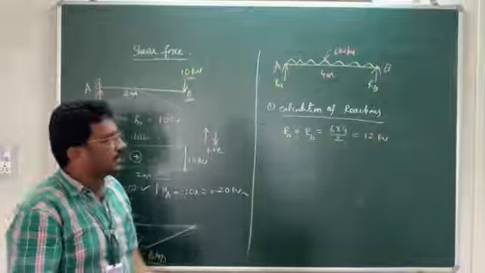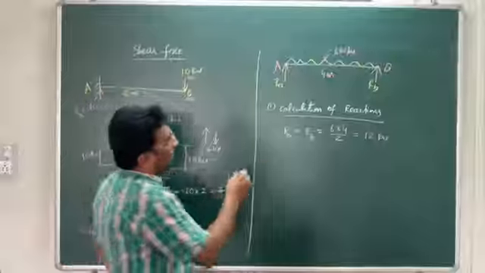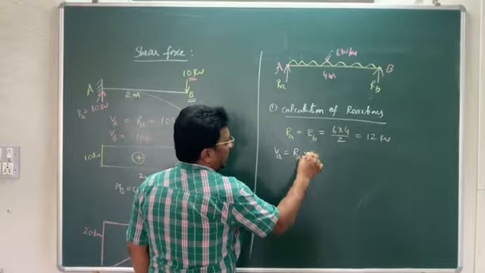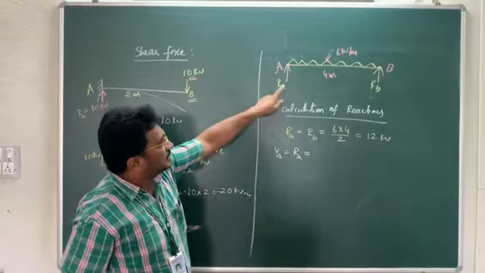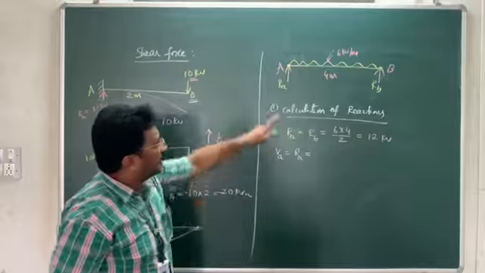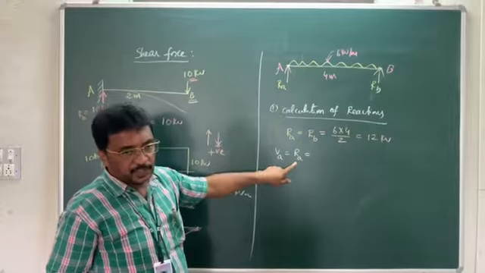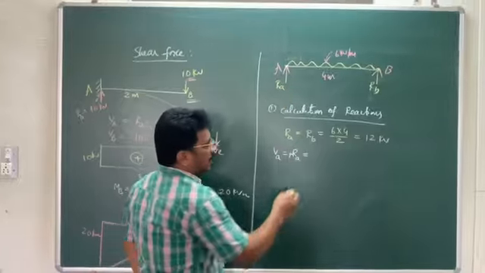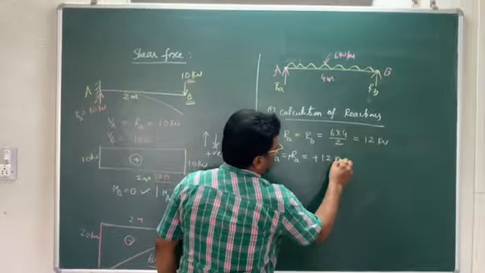So the reaction at A and the reaction at B are equal to 12 kilonewtons. Now the shear force at A is equal to the reaction at A. Why is the shear force at A equal to the reaction? Because it is at the end point. At the end point, the reaction I have here is going to be the shear force. As it is left side upwards, it is going to be positive shear force. Therefore, that is plus 12 kilonewtons.